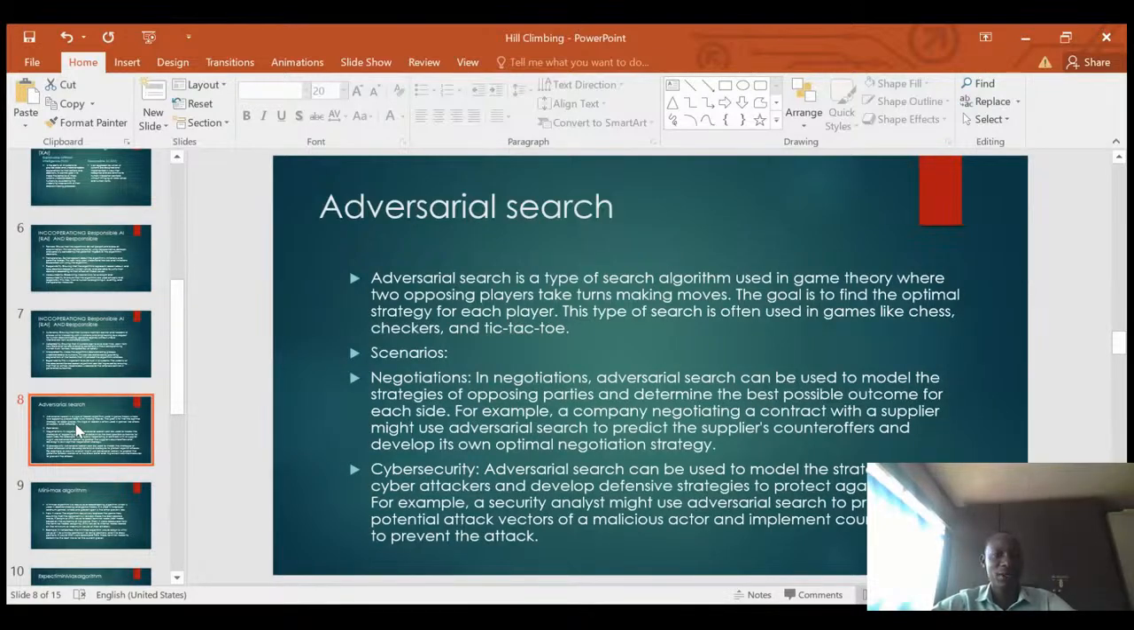Yeah. Now, under AS, we need to consider some scenarios like negotiation. You need to negotiate with your partner. For example, a company negotiating a contract with a supplier might use such a model to predict the supplier's counter offers and develop its own optimal strategy.